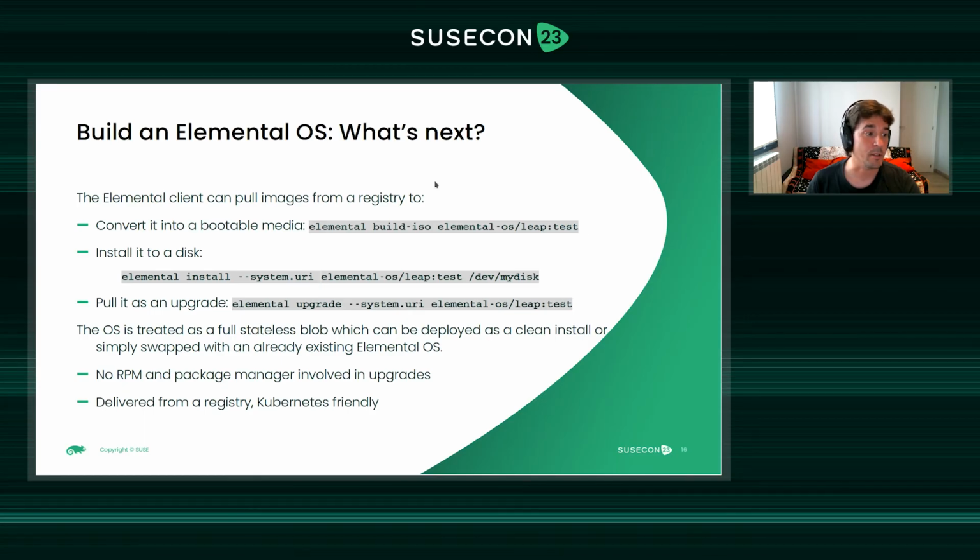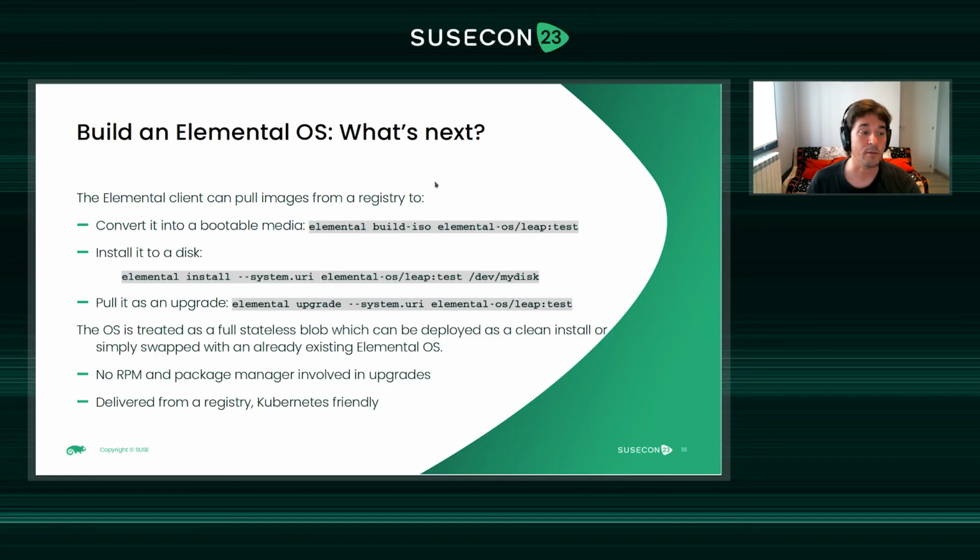This ISO is going to be bootable, and this can be used to actually install Elemental into a bare metal system. In addition, we can also use this image in the registry to install it to a disk. So we can call elemental install, refer to the image in the registry, and include the target disk, and then the magic is going to happen. Then elemental install is going to partition the disk, set the partitions as we saw before, and just create the file system images containing the root tree and everything.